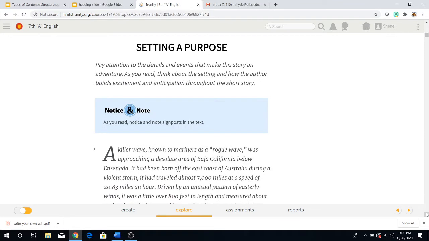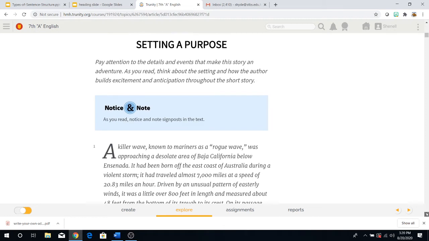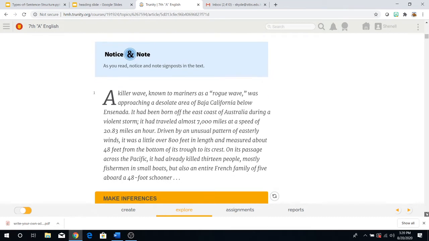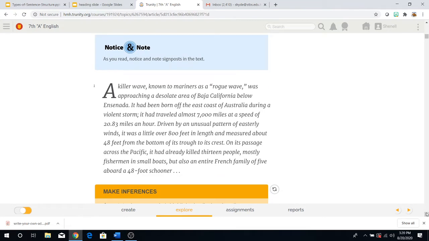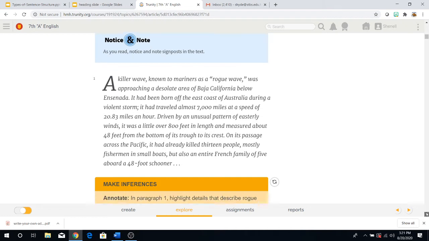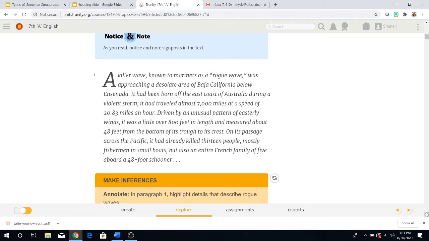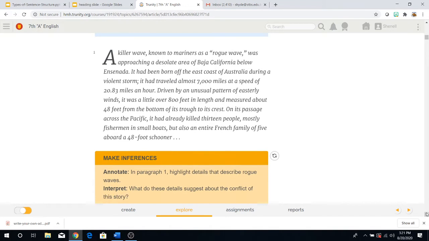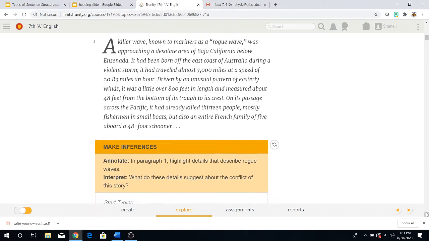Now, setting a purpose. Paying attention to details and events that make this story an adventure. As you read, think about the setting and how the author builds excitement and anticipation through the short story. So here we have our first notice and note. As you read, notice and note signposts in the text. Read this paragraph, and then once you've read it, let's make some inferences.